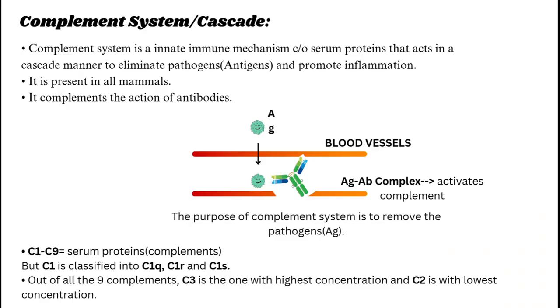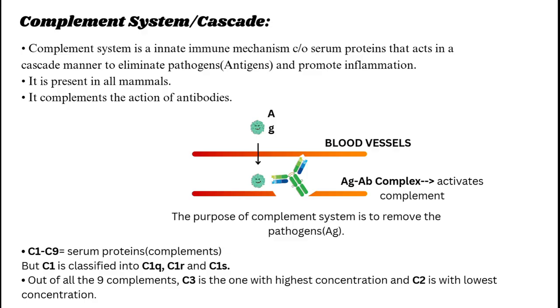Basically, the complement system is an innate immune mechanism. Complements are serum proteins which are there to eliminate pathogens or antigens and to promote inflammation. This complement system is present in all mammals, and it actually complements the action of the antibodies.